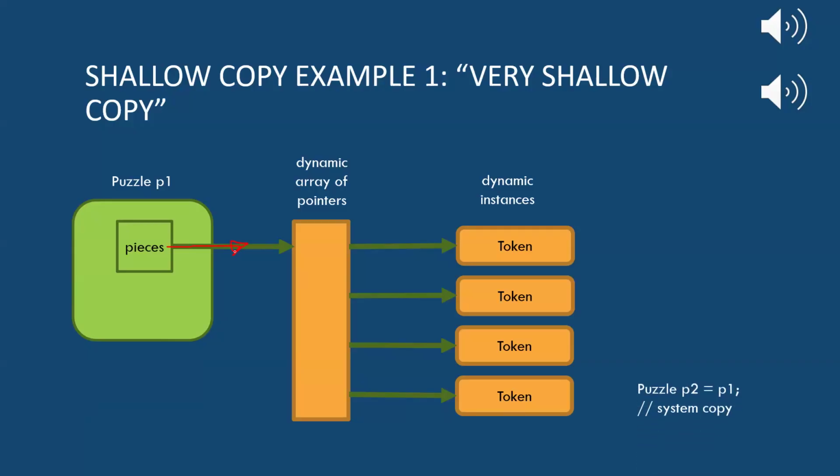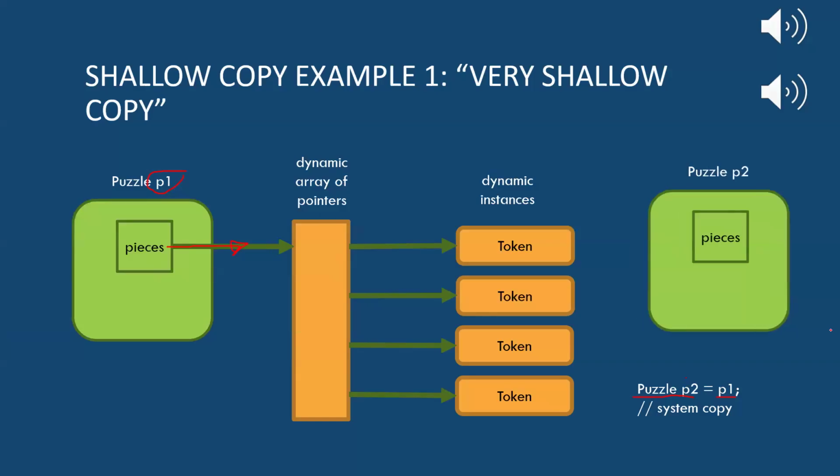So this is what you're going to be building in homework 5. So when I say, hey, that's great, I've got puzzle 1, now I want to make a copy of puzzle 1 into puzzle 2. What does C++ do automatically? If we don't add anything else to our classes, C++ creates P2, and then just walks through all the data members and copies them over. But this is a pointer. The pieces array is just a pointer to some dynamic memory. So it's going to copy the address over, and now puzzle 2 is pointing to the same dynamic memory that puzzle 1 is pointing to.